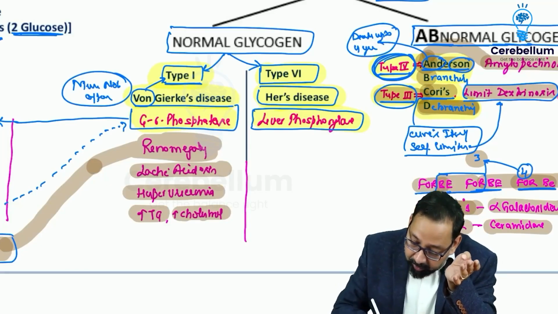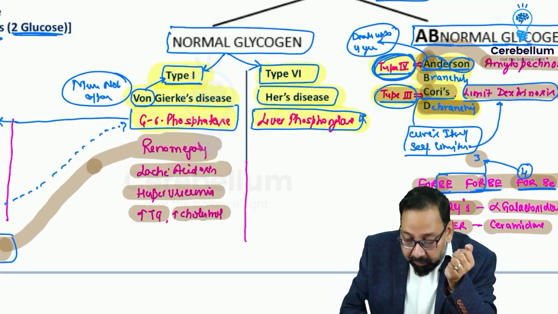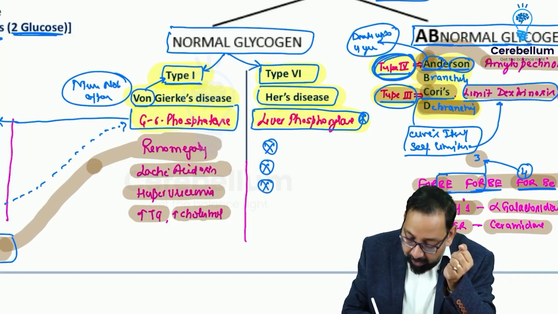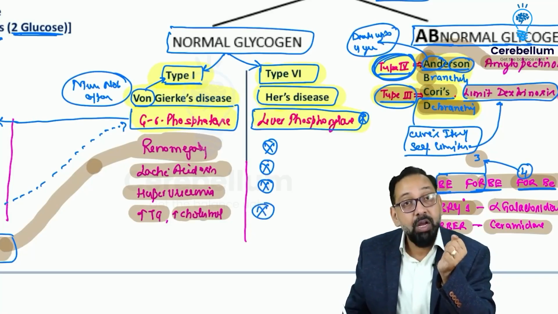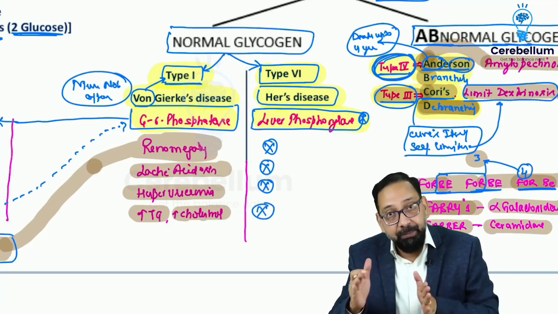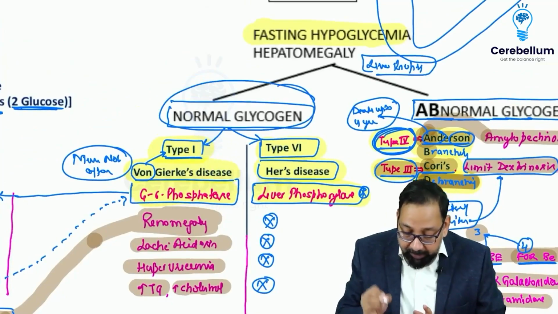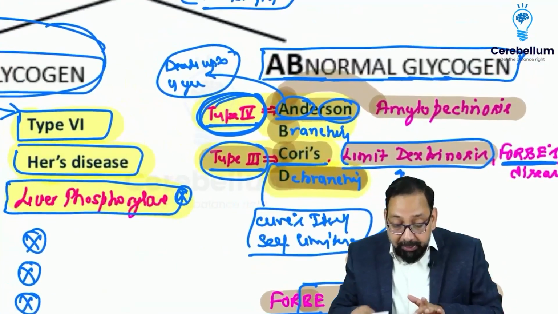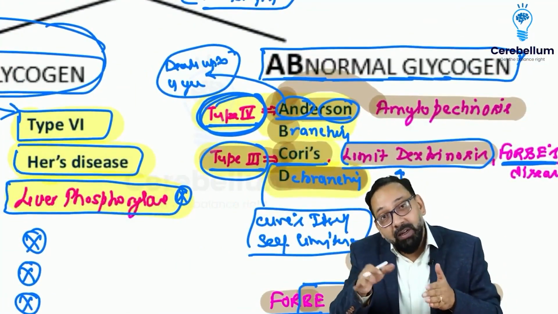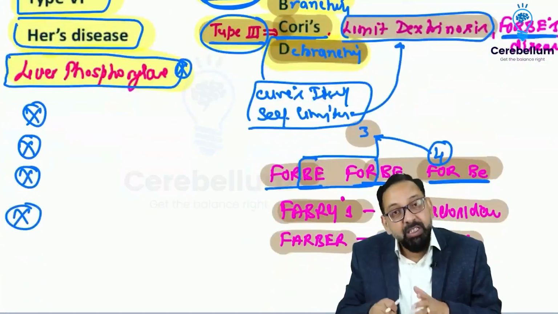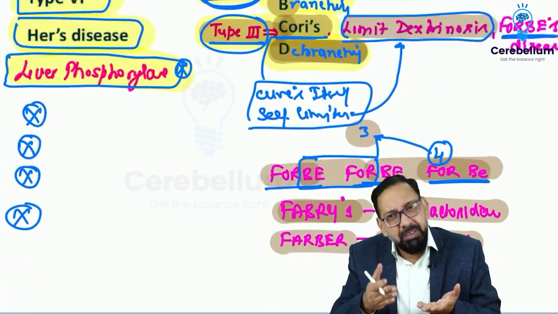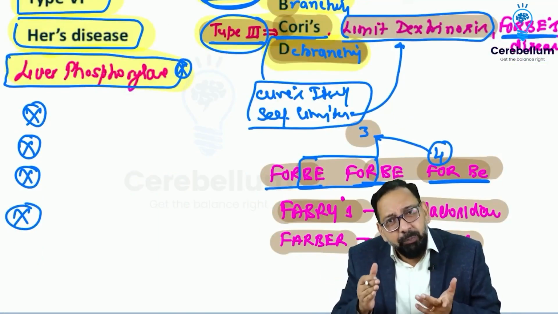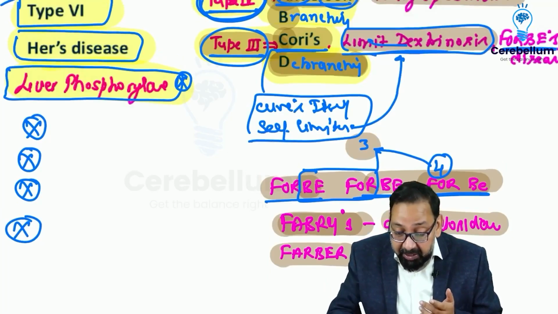In Hers disease, in which liver phosphorylase is deficient, there is no renomegaly, no lactic acidosis, no hyperuricemia, and no increase in triglyceride or cholesterol. So you can easily differentiate type 1 and type 6, which have normal glycogen structure. With abnormal glycogen, in Anderson disease, death occurs up to 4 years. Cori's disease cures itself, meaning in adulthood the patient may be normal; self-limiting, limit dextrinosis.